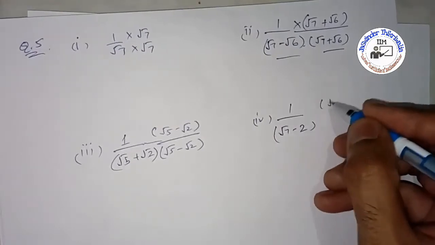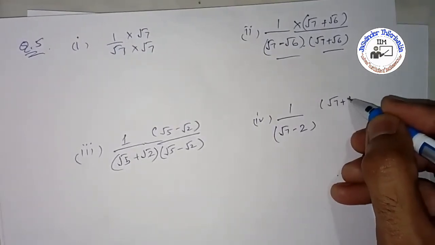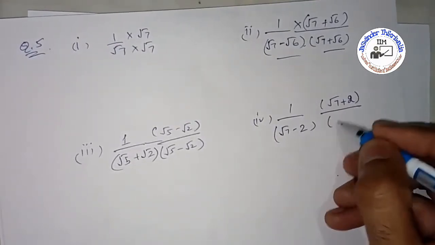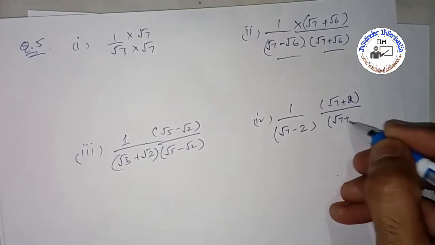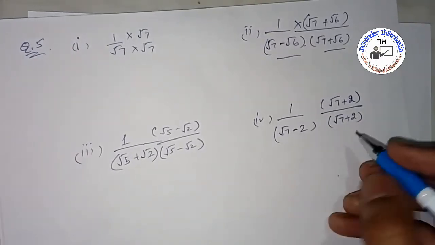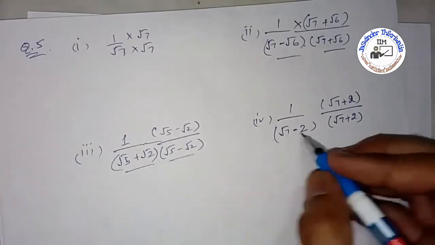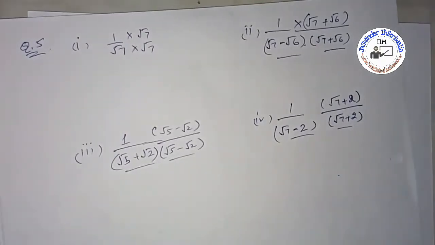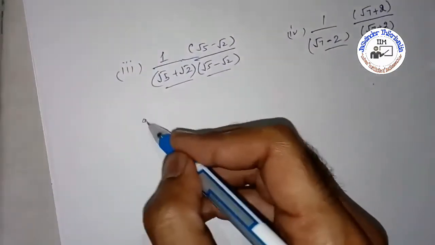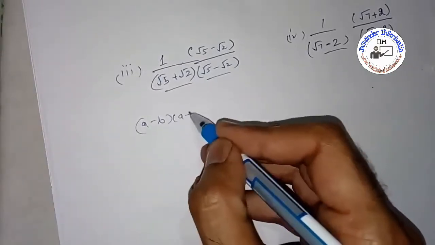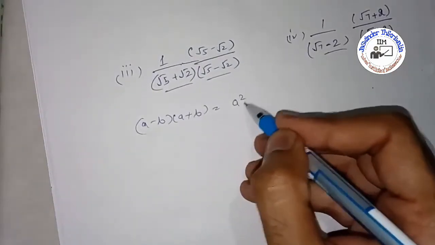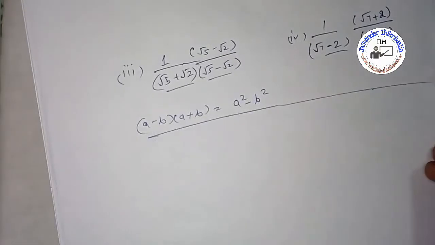So now in the last one, change the sign, okay, simply change the sign, then multiply in the numerator and denominator, and your answer will come. Here you have to apply the identity. Which identity will you apply? This identity, (a minus b)(a plus b) will be equal to a square minus b square. So it was our first topic.